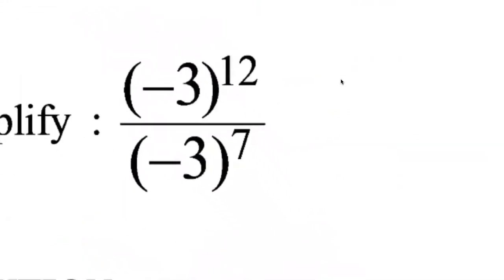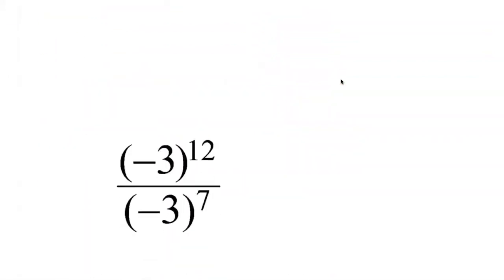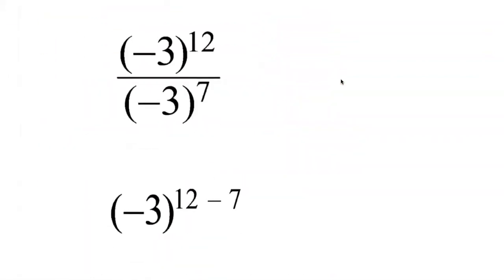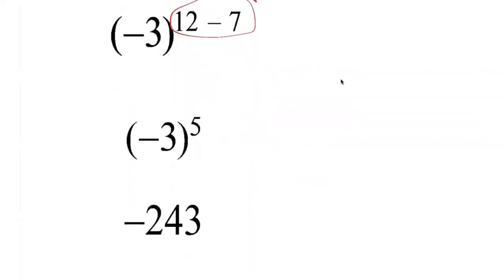As you can see here, they both have the same base of -3. So since they have the same base, we can take care of their exponents by using the quotient rule. Again, the quotient rule states that we should subtract. So we keep the base the same, which is the -3, and then we take our exponents, 12 and 7, and we subtract. And so here, 12 minus 7 will give us 5. And that's going to be -3 raised to the 5th power.